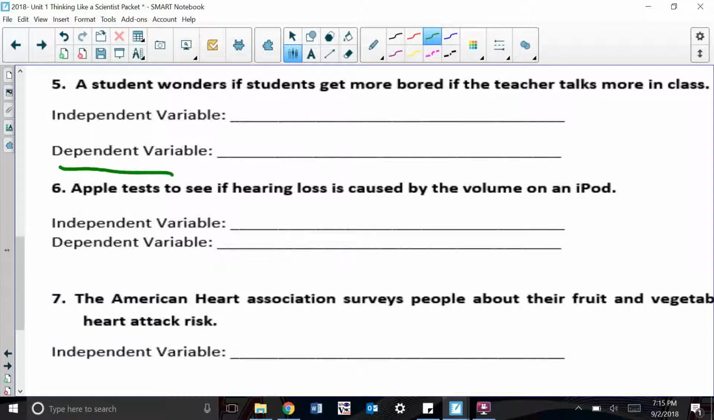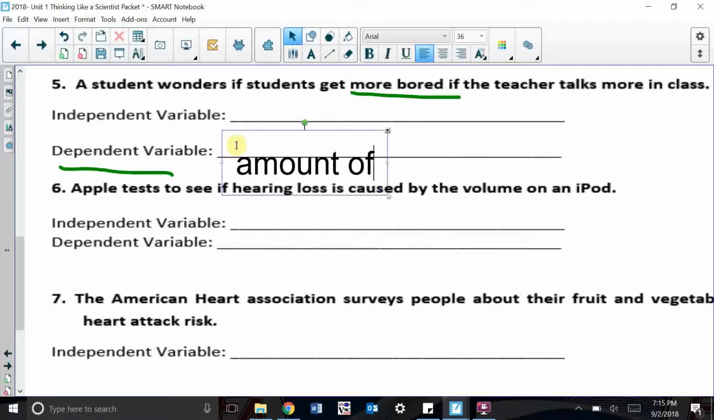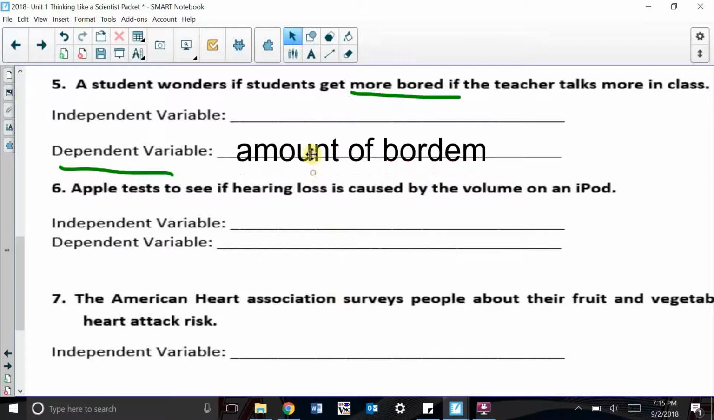What are we measuring here? What we're going to measure is something about the boredom of the students. That's ultimately what we want to determine, right? So we could say the amount of boredom. You could also say how bored the students are. Again, any type of phrasing similar to that.